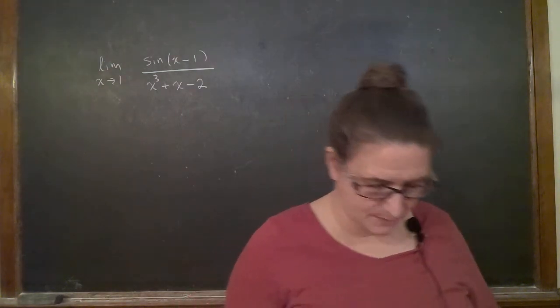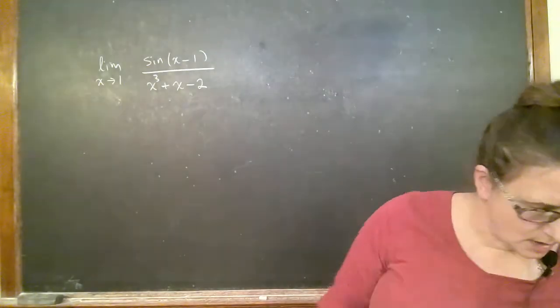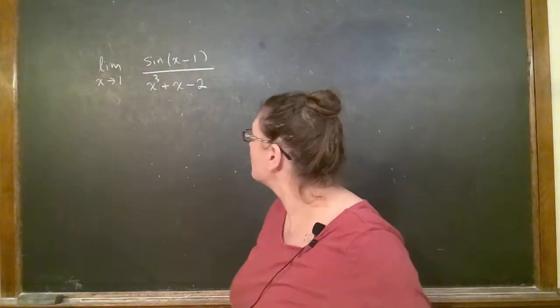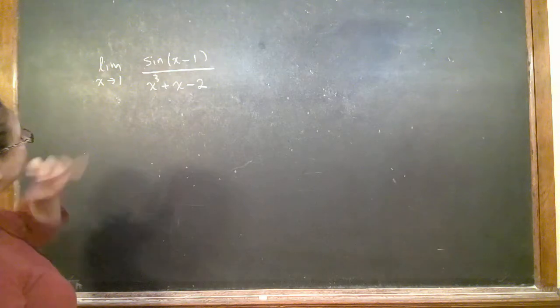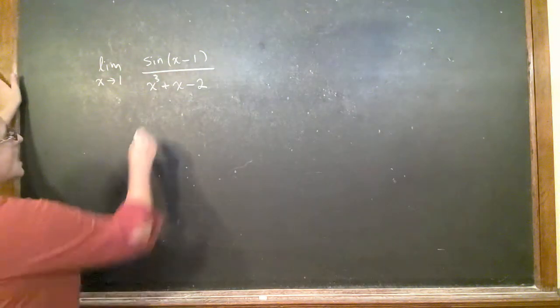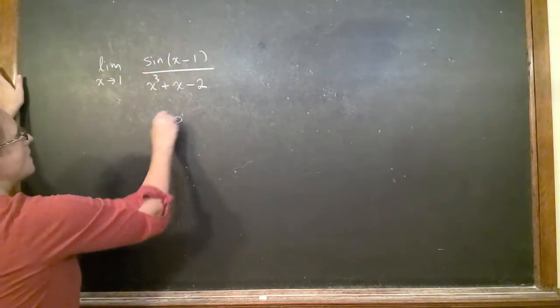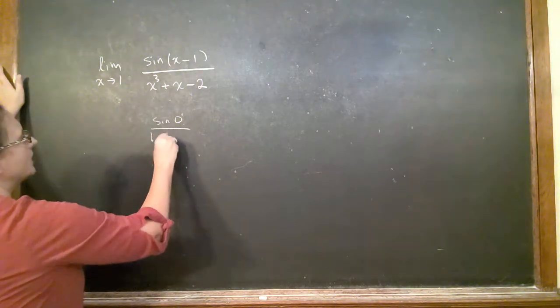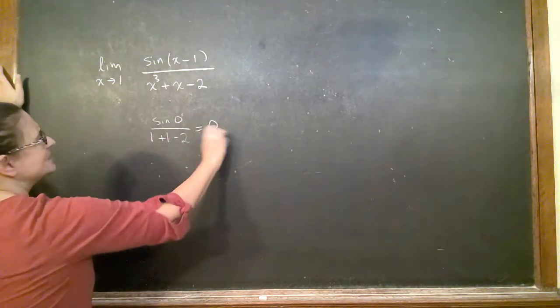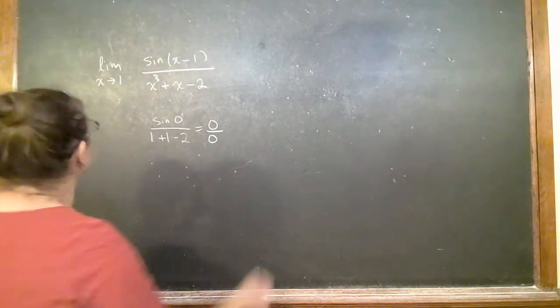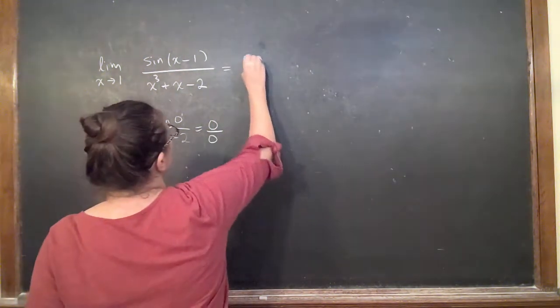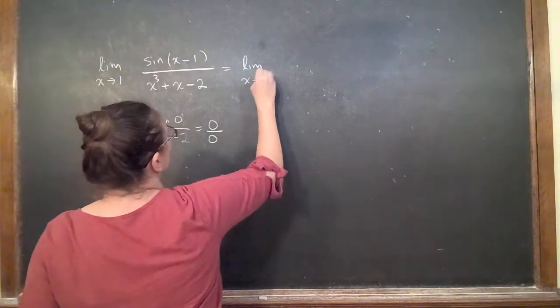So here's another example of L'Hopital's rule. As you see, I've got x going to 1 this time. If I stuff in the 1, I've got sine of 0 over 1 plus 1 minus 2. So this is of the form 0 over 0. So I can go ahead and take my derivatives for L'Hopital's rule.